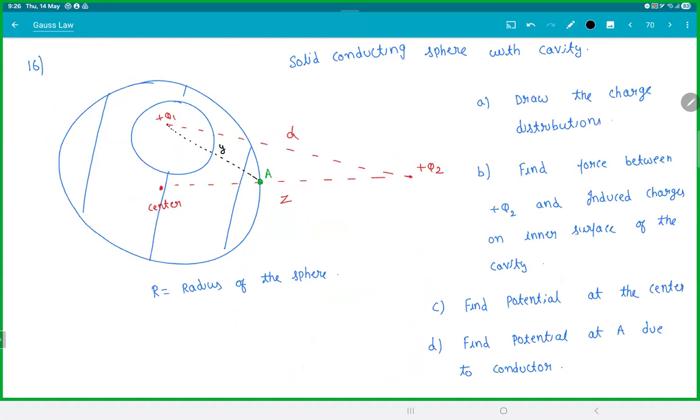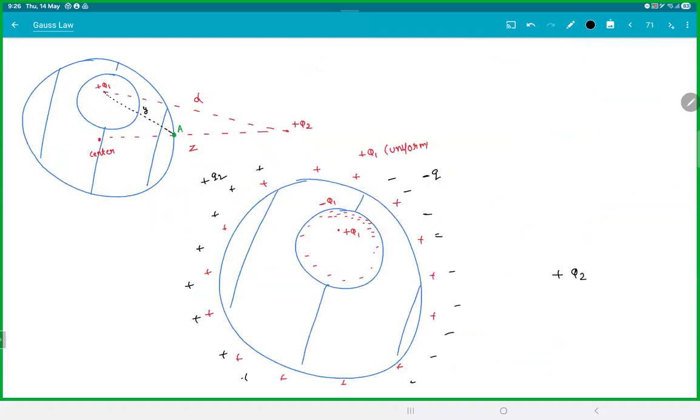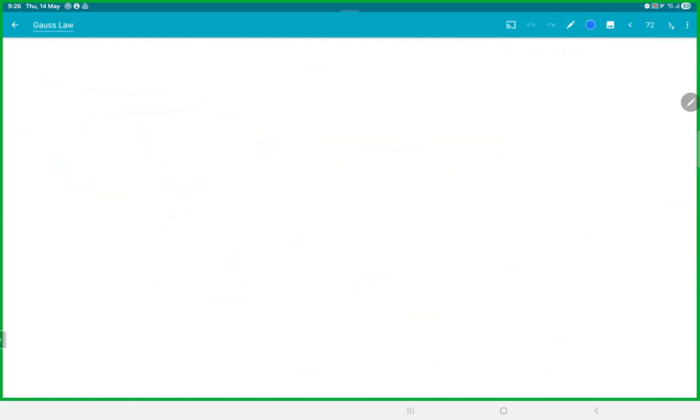Now, second part. Find the force between Q2 and the induced charges on the inner surface of the cavity. Let's see that part. Right, Samyak. Now let's take this picture there. When you say conductor, let's make it clear, okay? I'll separate it for you. When you say conductor, how many things are there? We actually have this guy, this guy.